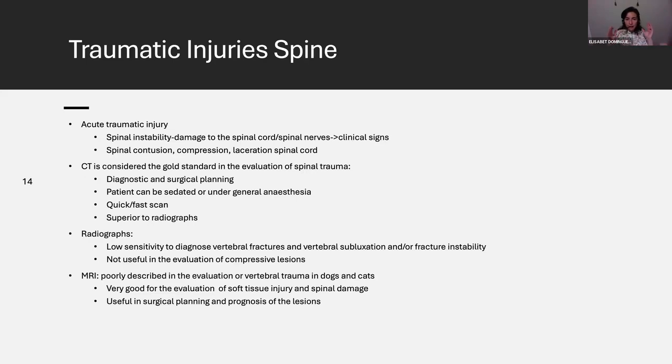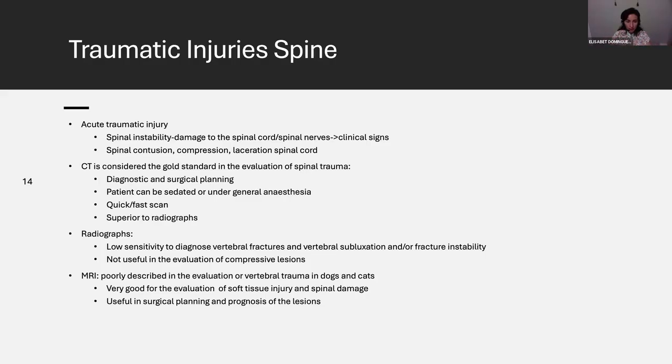In traumatic injuries of the spine, CT is still considered the gold standard in the evaluation of spinal trauma. Why? Because it's very useful for the diagnosis and for surgical planning of these cases. It is also very interesting because the patients can be sedated, so the scan can be done with the patient under sedation or under general anesthesia, and the scans are usually quite quick. It is also very helpful because CT is superior to radiographs. If we compare CT with radiographs, CT will always be superior in the assessment of vertebral fractures.